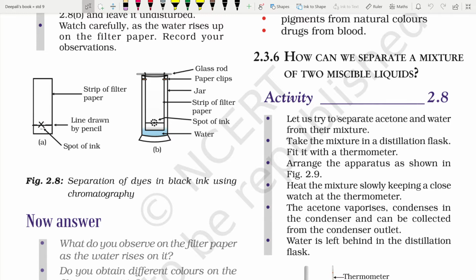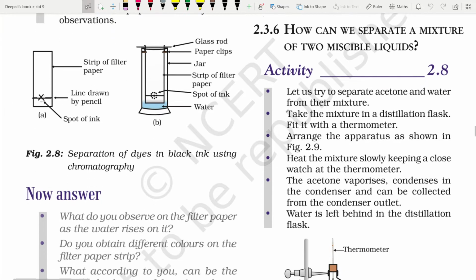Miscible liquids are liquids which get mixed up with each other. Let us try to separate acetone and water from their mixture. Take the mixture in a distillation flask, fit it with a thermometer. Arrange the apparatus as shown in the figure.